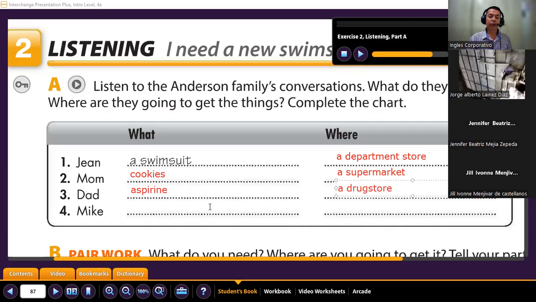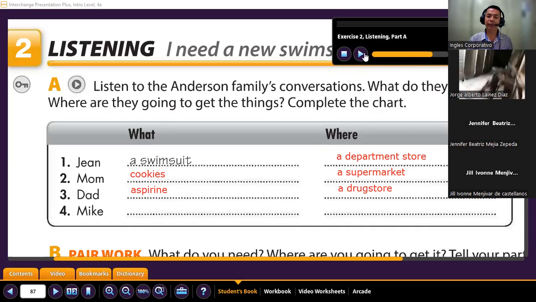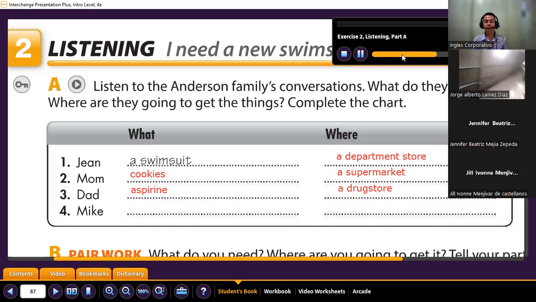Nice. Let's go to the last one. Mike. Hey, Mike. Listen to Mike. 4. Where are you going, Mike? To the bookstore. What for? Do you need a book? No, I want a magazine. I need something to read at the beach tomorrow. Are you gonna walk? No, drive. Hey, where's the car? Your father has it. He's at the drugstore.